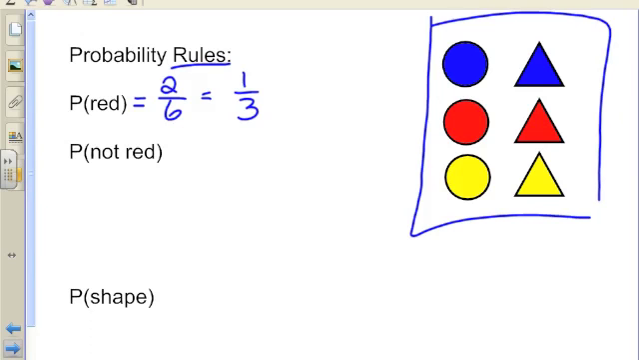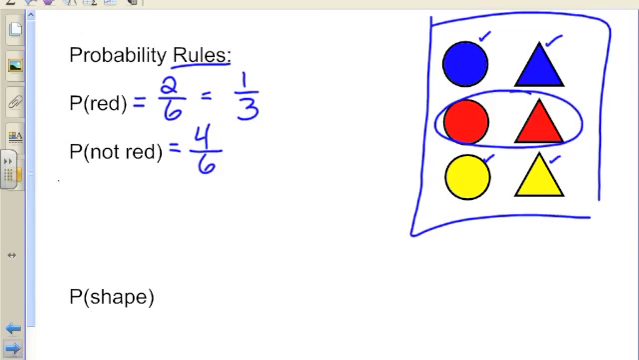All right, so next question says, what's the probability we get something that's not red? Well, I do have students who come over and they say, oh, well, this one's not red, this one's not red, this one's not red, this one's not red. And we count it and we find out there are 4 objects that are not red. But some students, I've noticed, describe it this way. They say, well, 2 are red. If there are 6 total, I just subtract. That means 4 things are not red.